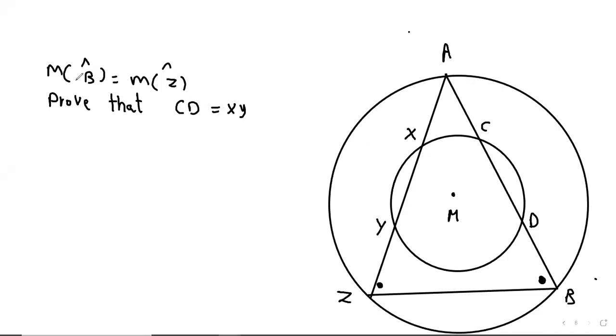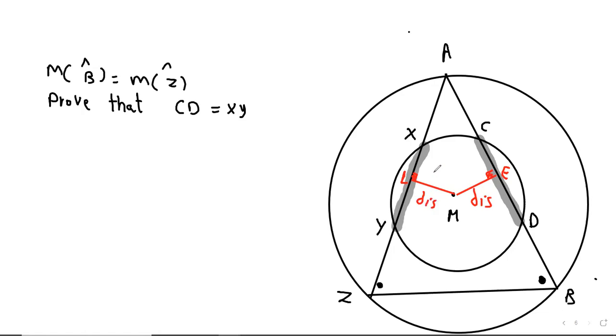Here in this example, measure of angle B equals measure of angle Z. Prove that CD equals XY. I want to prove that CD equals XY. So construct two constructions. Draw a perpendicular from the center here to CD and draw another perpendicular from M to XY. And let's label it E, and here it's L, for instance. They are two perpendiculars. So ME is a distance and ML is a distance.